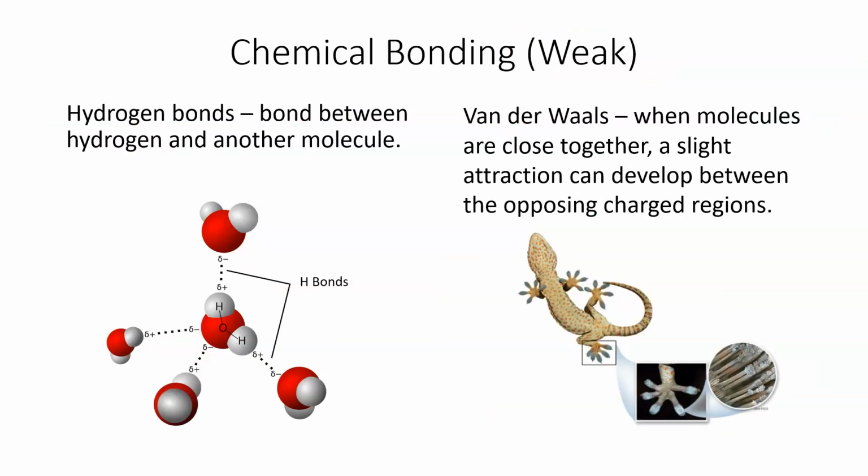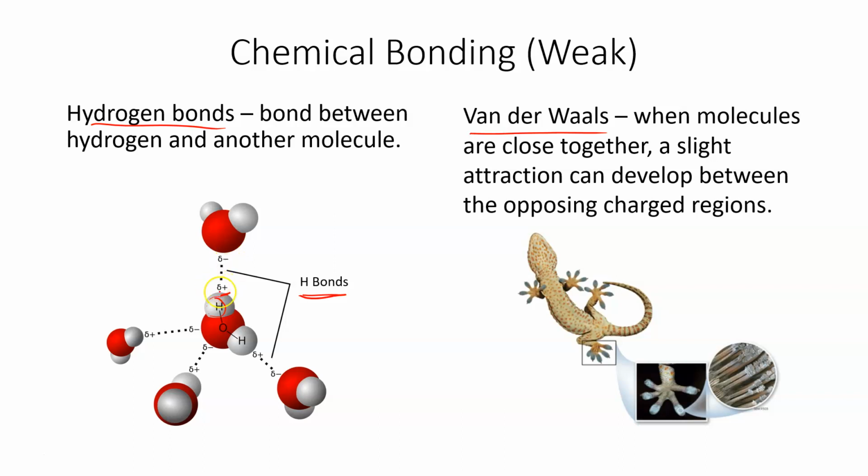Some weaker bonds would be hydrogen bonds and van der Waals forces. Hydrogen bonds we're going to talk about a lot more in the next video when we do properties of water, so I'm not going to really go through what a hydrogen bond is, but a hydrogen bond is a weaker bond between a hydrogen atom and another molecule. You can see that this is a hydrogen atom. We will talk about this, so I'm not going to talk about it now, but there's a slightly negative or a slightly positive charge on hydrogen atoms as it pertains to a water molecule.